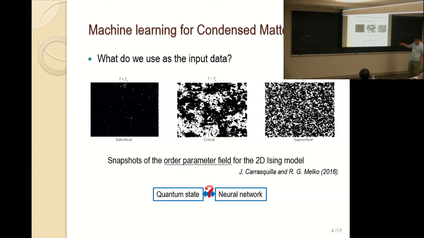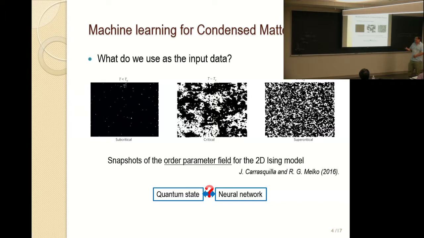And after training with enough examples, the neural network will be able to tell from snapshots from the quantum Monte Carlo or classical Monte Carlo samples whether the model is at a temperature below or above or at a critical temperature. While this is pretty cool, we then want to solve problems which are more quantum, and then we immediately face a lot of problems.